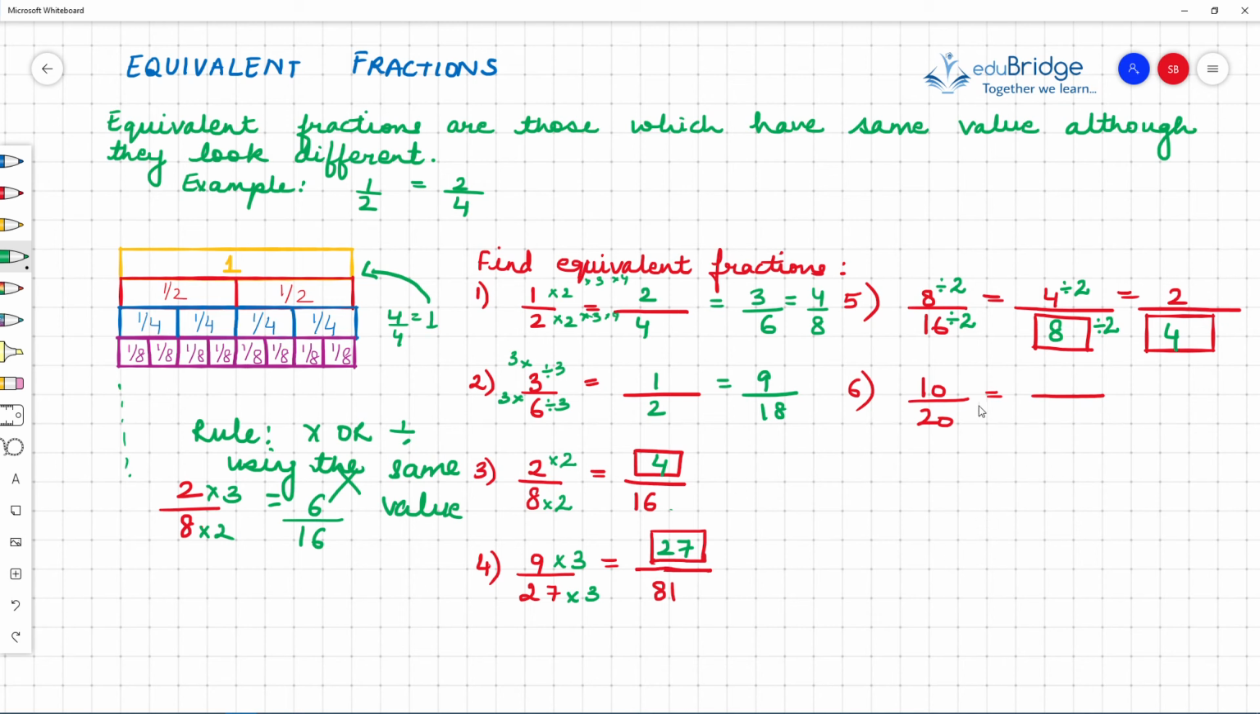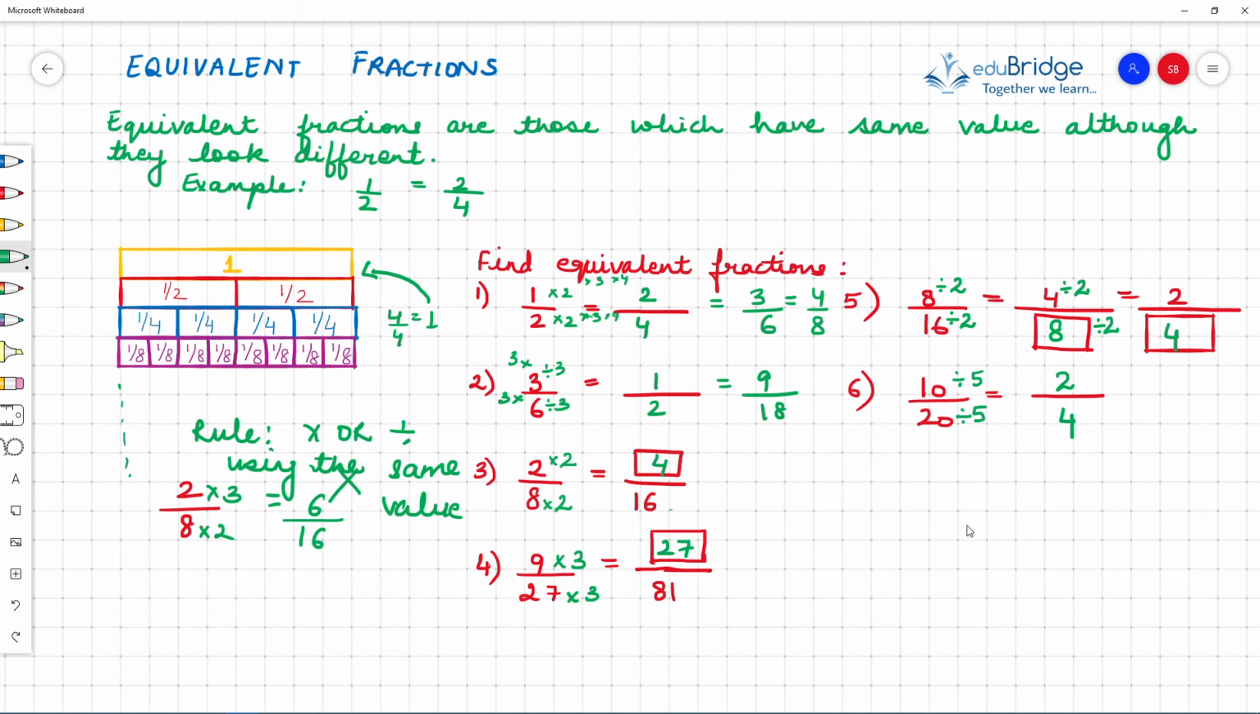The last example, 10 by 20. I want to divide it by 5. You can use any method, multiplication or division. So 10 divided by 5 is 2. So now I'm also going to divide my denominator by 5. So 20 divided by 5 will be 4. So my fraction becomes 2 by 4.